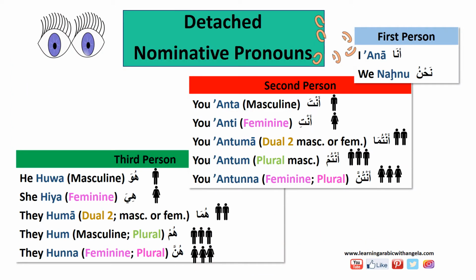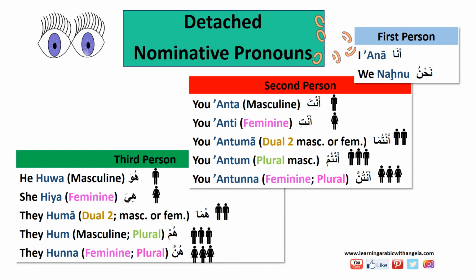Let's start with detached nominative pronouns: first person, second person, and third person. So for the first person, we've got ana for the singular, I, and nahnu, we, for the plural. So ana and nahnu, ana, nahnu.